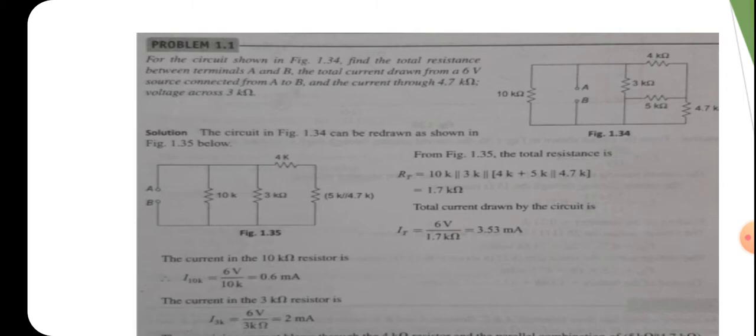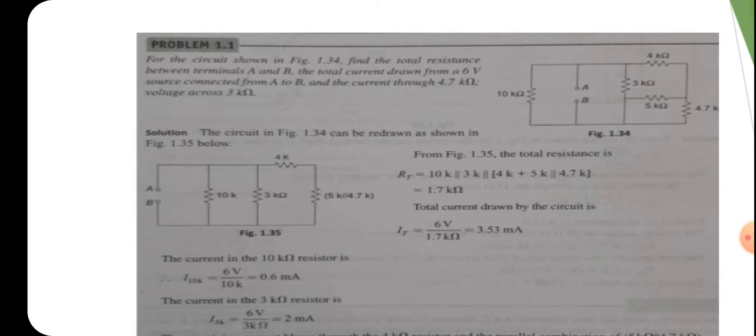It consists of 10 kilo ohm resistor, and the terminals A and B are marked, and the other resistors are 4 kilo ohm resistor, 3 kilo ohm resistor, 5 kilo ohm resistor, and 4.7 kilo ohm resistor. These all are the resistors in the circuit. And the first question is, you are asked to find out the total resistance between the terminals A and B.